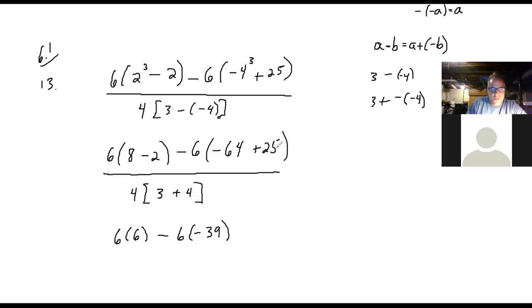So from there, 6 times, oh, at the bottom here. I'm going to make my brackets parentheses now. I would have 4 times 7, that is 3 plus 4. So now 6 times 6 is 36. Now, this right here, notice I've got that double negation thing going on again. You can think of it as plus a negative 6. It'd be negative times negative, which again is positive, or you just have negative 6 times negative 39.